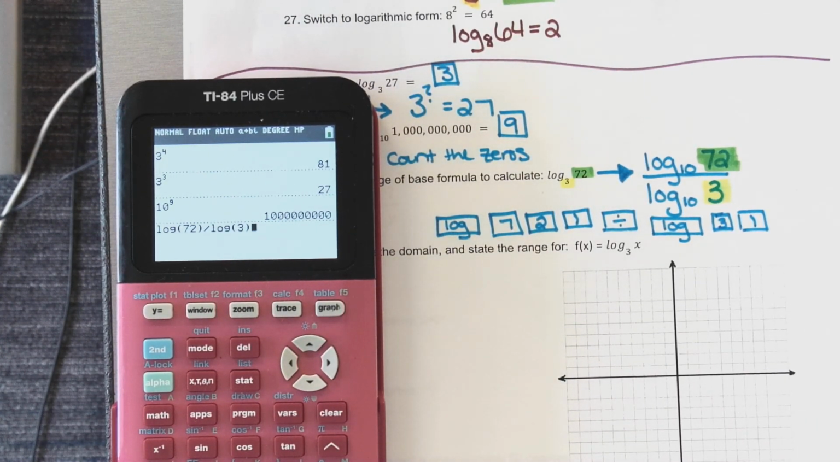So I pressed log, it opened a parenthesis, I typed 72 and closed it, then I needed a fraction bar, which is the same as division, log 3. So if it helps you, you can write your keystrokes. Again, I'm not going to help you use your technology on the actual exam. So you need to know how to do this walking in.